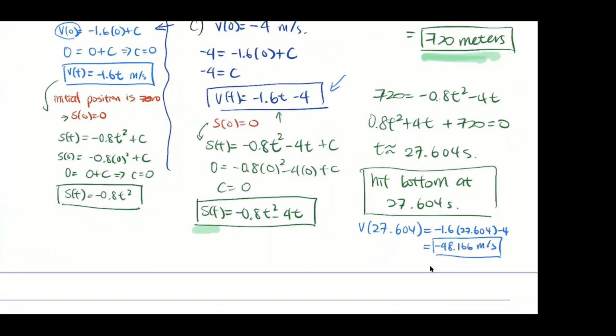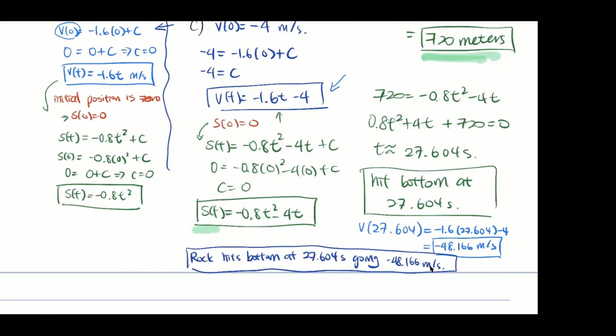All right. So if you want to really answer this question completely, you will say that the rock hits the bottom at 27.604 seconds, going negative 48.166 meters per second, right? Because that's the speed at which it is going. This is your velocity, okay?